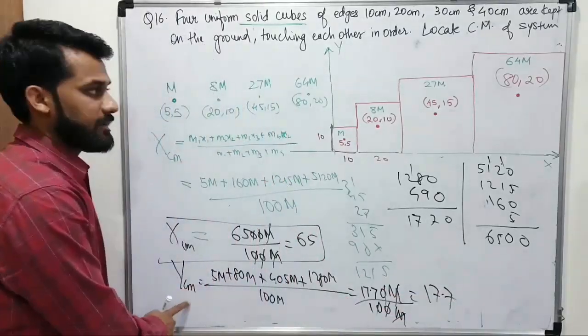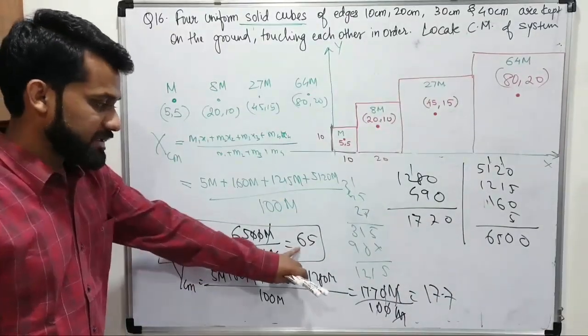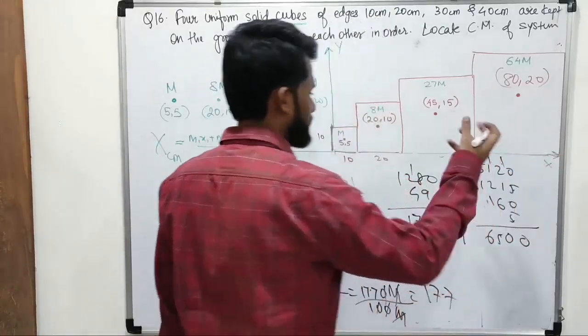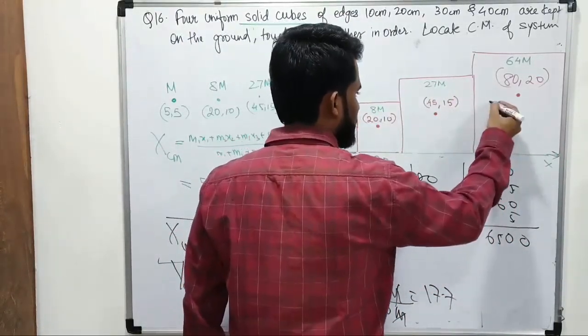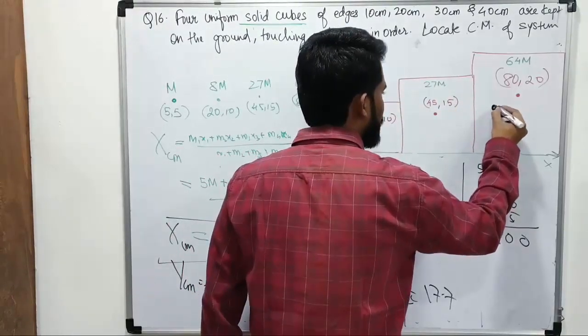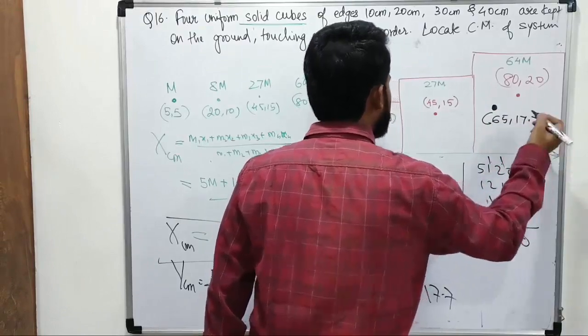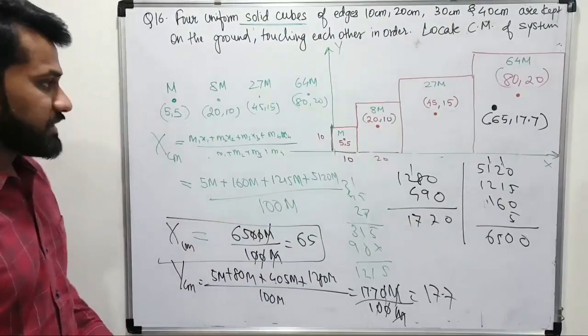This is the ycm. So the center of mass location is 65, 17.7. It will be somewhere above 60 in x and a little inside of 20 in y, somewhere over here. This is the location of the center of mass, 65, 17.7 centimeters. So this is the location of the center of mass for the system.